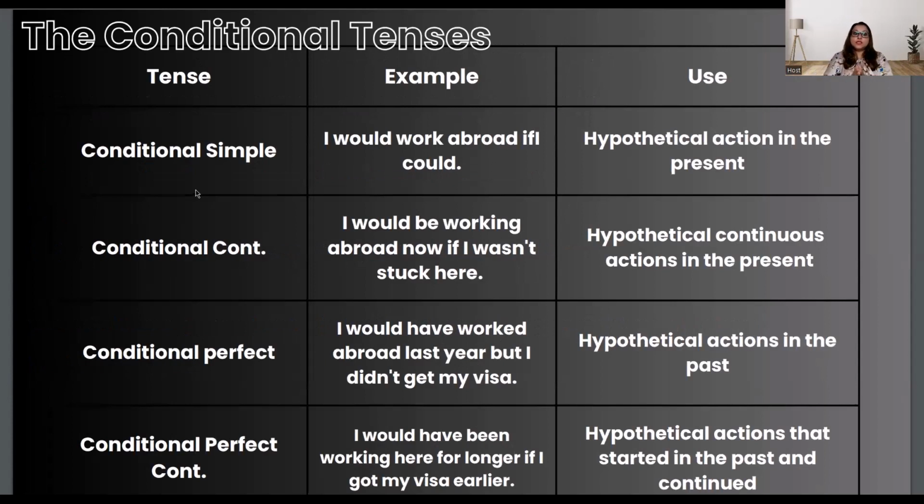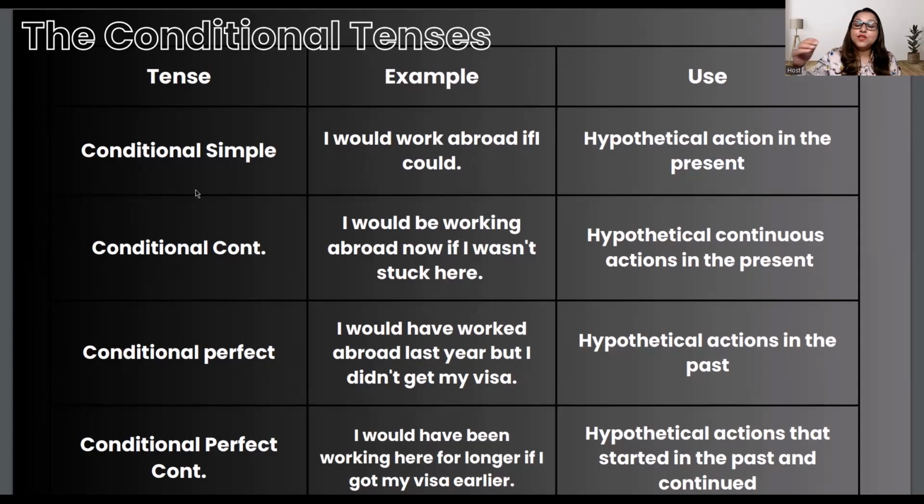Okay, the conditionals. Conditionals are 4 types. I will just talk about them briefly because I cannot over-elaborate, but you should know because natives use these conditional tenses quite often. So there are again 4 types: conditional simple, conditional continuous, conditional perfect, and conditional perfect continuous.